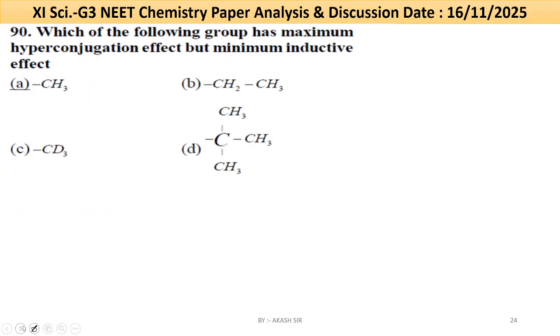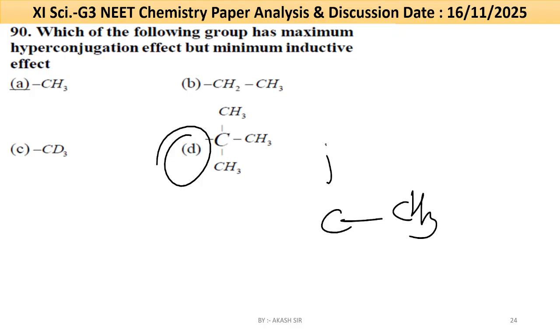And the last question of the question paper is, which of the following groups has maximum hyperconjugation effect but minimum inductive effect? Hyperconjugation effect is maximum when there are more alpha hydrogens, or in this context C-H bonds adjacent to the group. The tertiary butyl group has 9 alpha hydrogen atoms, so it has maximum hyperconjugation.